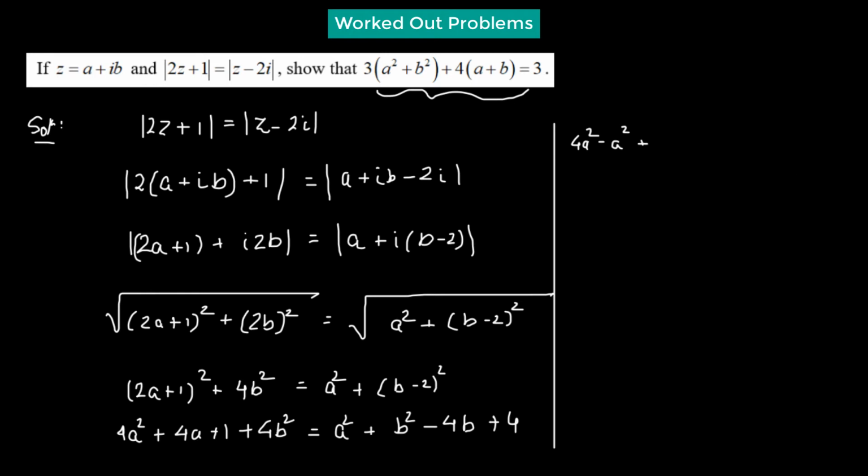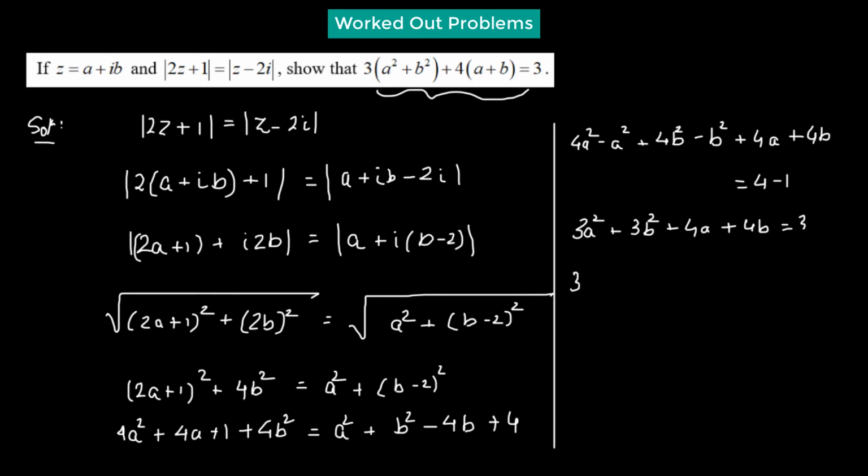So this should be 4b squared minus b squared plus 4a plus 4b equals 4 minus 1. So that gives us thrice of a squared plus thrice of b squared plus 4a plus 4b equals 3.